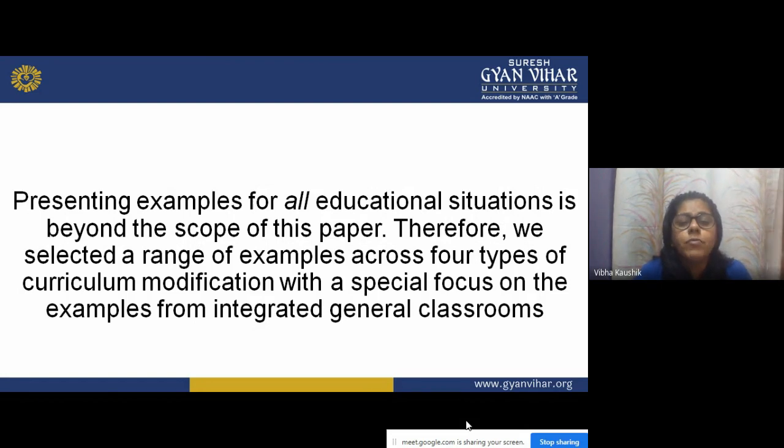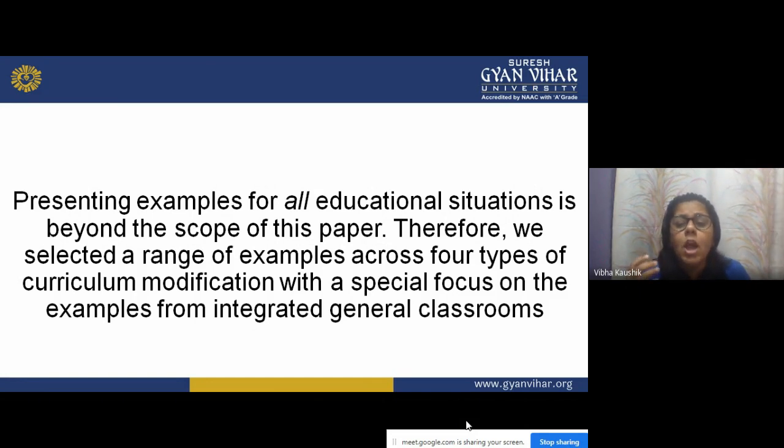Presenting examples for all educational situations is beyond the scope of this paper, which means we are not focusing on that. If we try to give all the examples related to the field of curriculum modification, it's not possible here. Therefore, we select a range of examples across four types of curriculum modification.